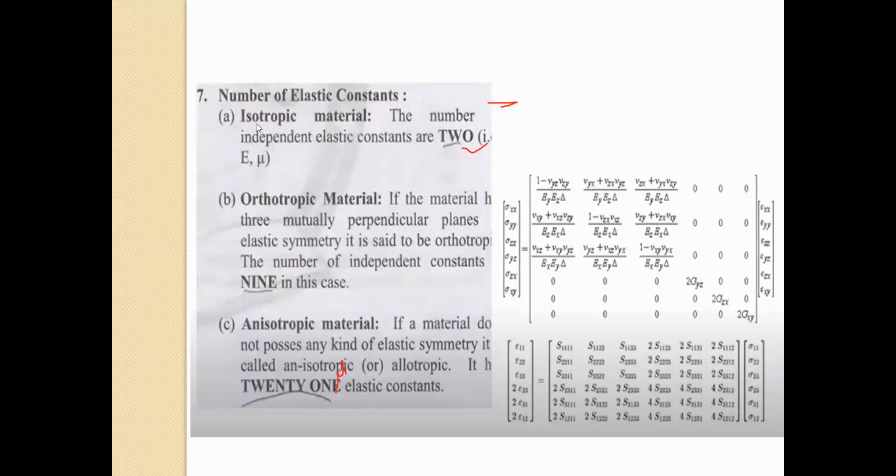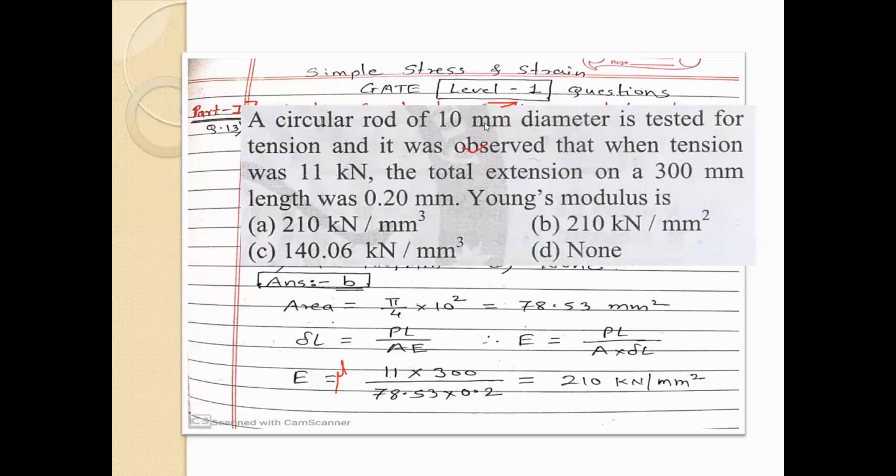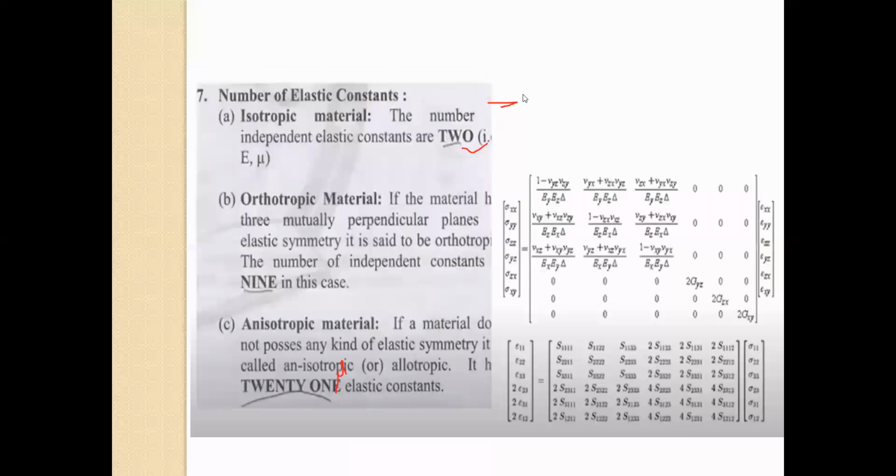Then the number of elastic constants. For isotropic materials, 2 constants. For orthotropic material, 9 constants, and for anisotropic materials, 21 constants. Please remember these numbers of elastic constants. For isotropic materials, 2 constants; orthotropic material, 9 constants, and anisotropic material, 21 constants.